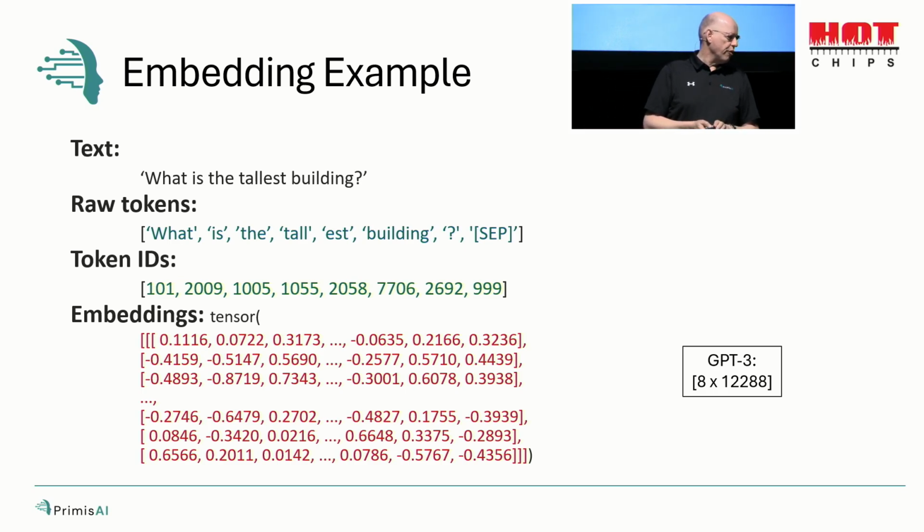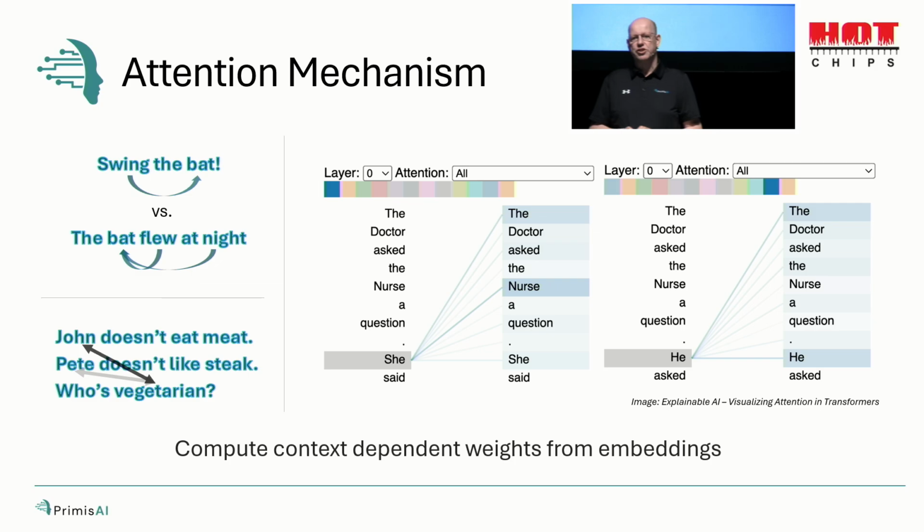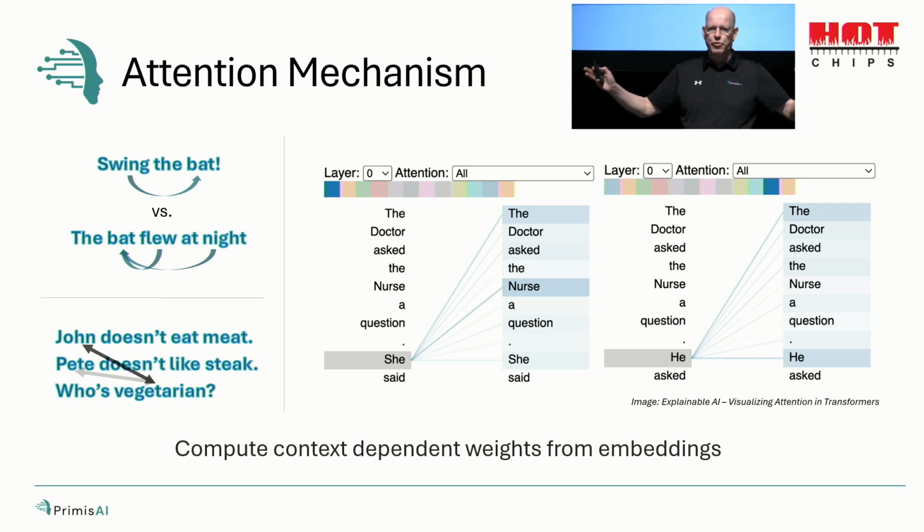Now this shows an example of embedding. You can see that the tokens are translated to token IDs, and that for every token in the sequence, there's this embedding. Now an embedding only captures the meaning of the word and the relationship with other words in the vocabulary. But if you look at two sentences, swing the bat and the bat flew at night, then the meaning of bat is very different in these two sentences. So the true meaning in the end depends on the context.